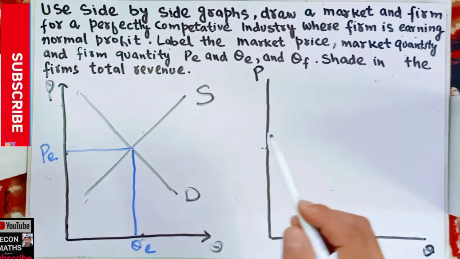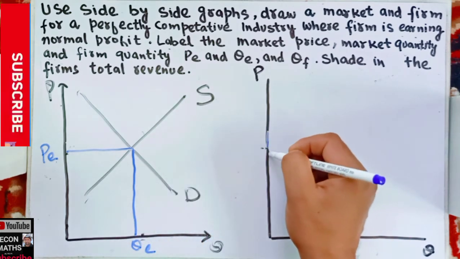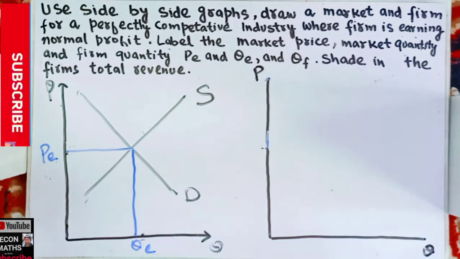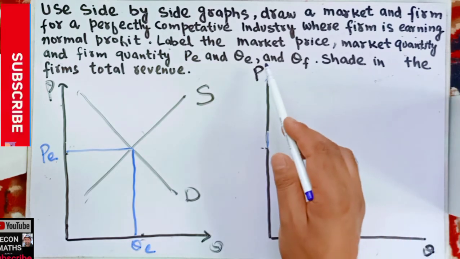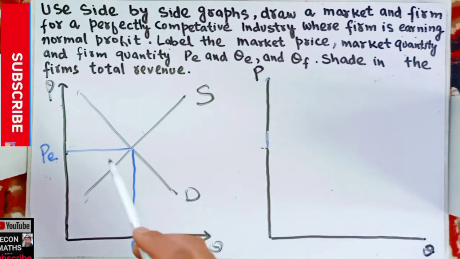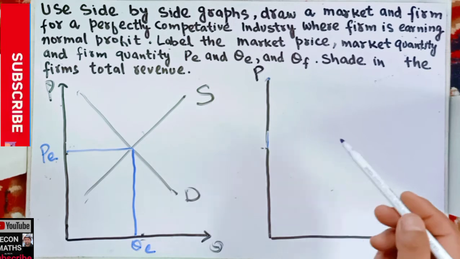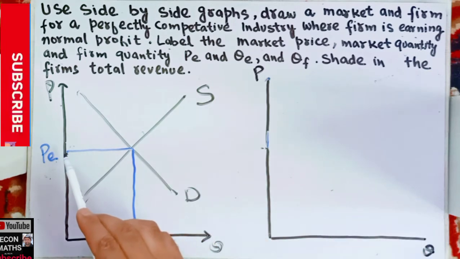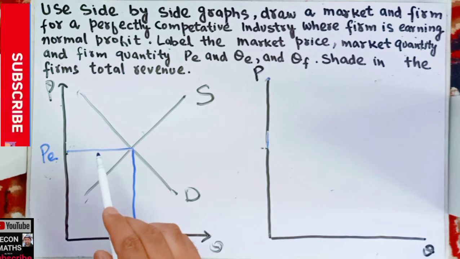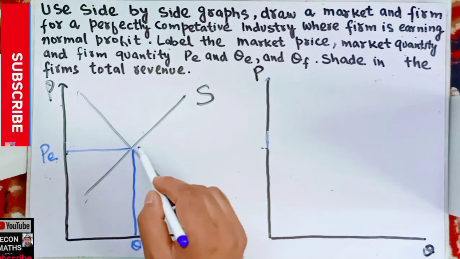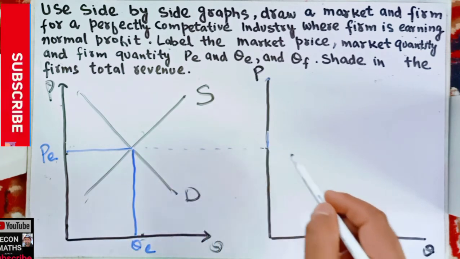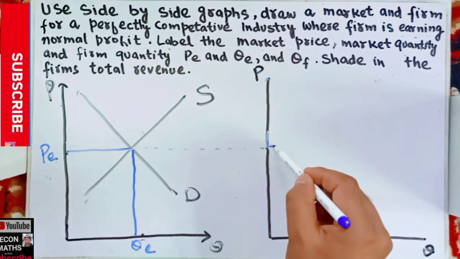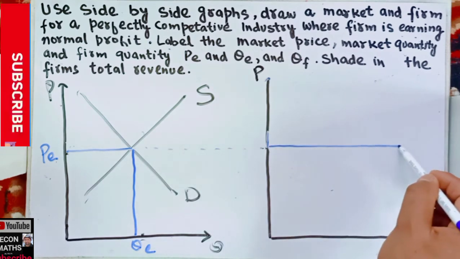After that, to draw the graph for the firm, we label as usual. This is the quantity axis, this is the price axis. Now what will we do? For drawing the firm's graph, we link this equilibrium price from the market to the firm graph, that is this line.